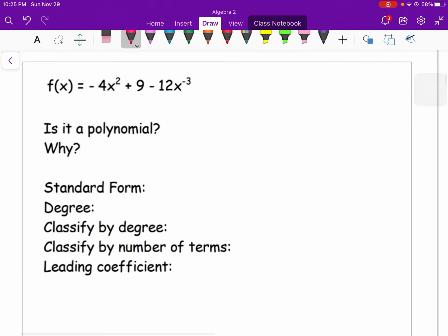Okay, identifying. Is it a polynomial? Yes, no, why, and then what's its name? So this one is not a polynomial because it has a negative as an exponent, and polynomials have to have real number coefficients and whole number exponents. So no negatives, no fractions, no variables, etc. So it's not a polynomial.